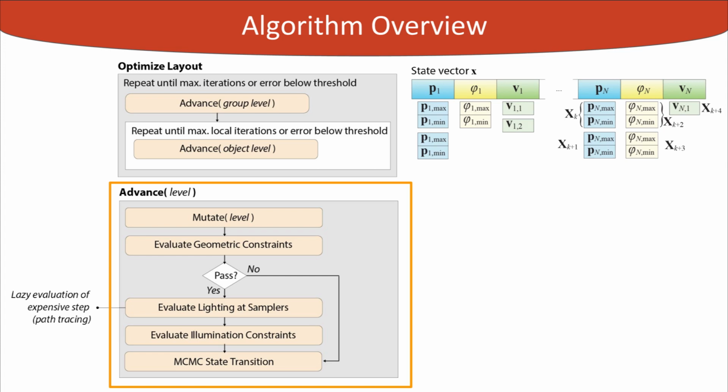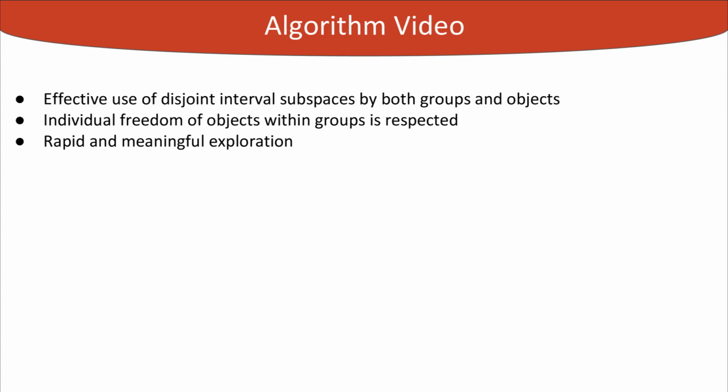Following is a clip showing our algorithm in action in a two-room apartment. Notice how both objects and groups make use of disjoint interval subspaces for meaningful exploration. Also notice how the individual freedoms of each object are respected, for example within the living room set, providing for radical but meaningful intra-group arrangements. And now, our algorithm in action.